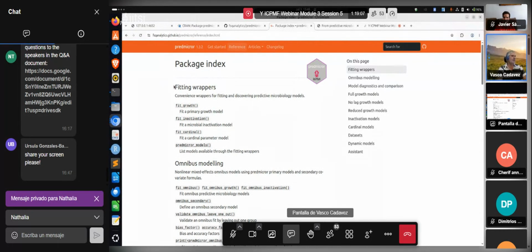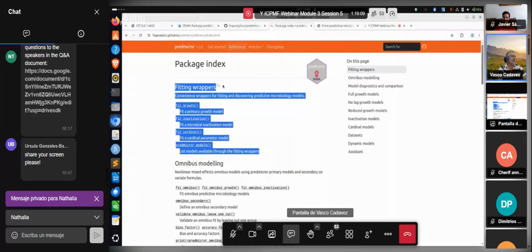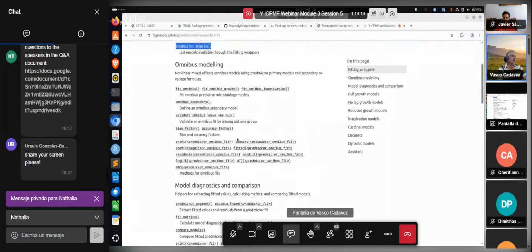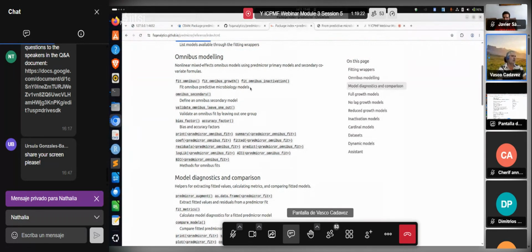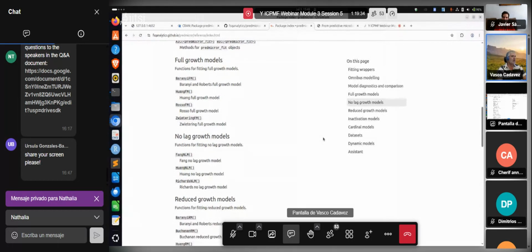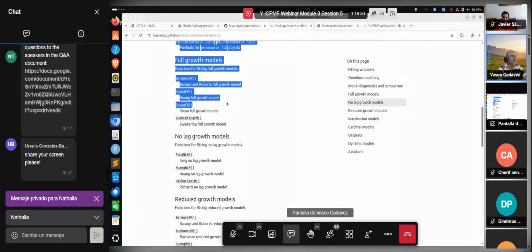Okay, so we have a section of fitting wrappers, so you can find fit_growth, fit_inactivation, fit_cardinal, and in this function we'll show you all the models that we have available. I will show you. Then we have a section of omnibus modeling, so you can find it. We have a section for model comparison, so you can make diagnostics of your models and compare different models, different solutions. We have a section for full growth models.